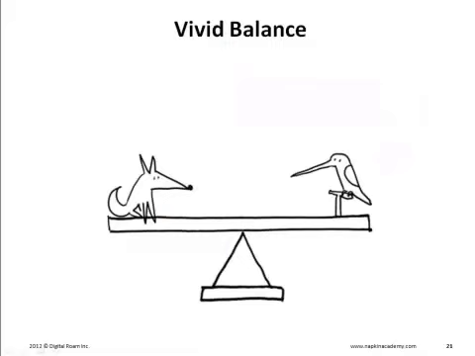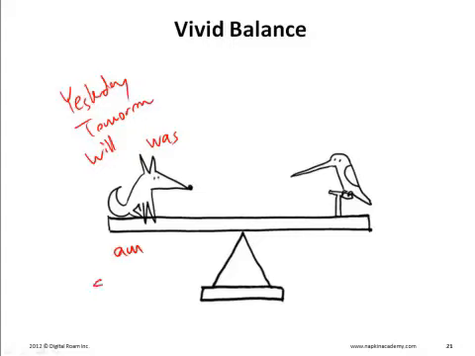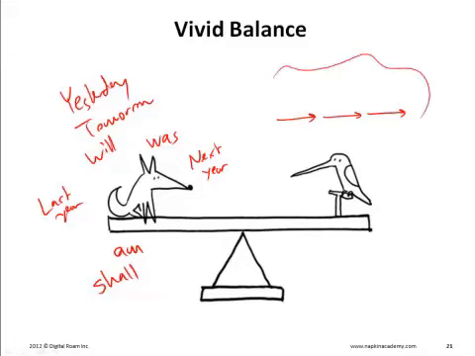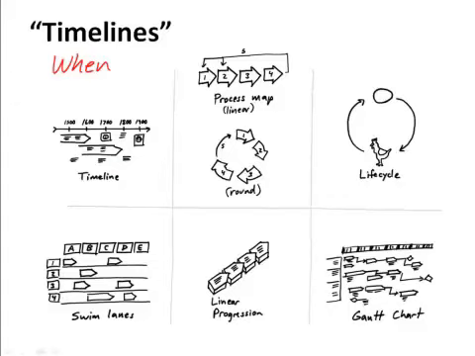Where our little fox, our verbal guy, will talk about yesterday, tomorrow, I will, I was, I am, I shall, last year, next year. All these words we give to define tense, all our visual hummingbird has to do is draw a little timeline. And that's where the visual among us are really going to have a great time.